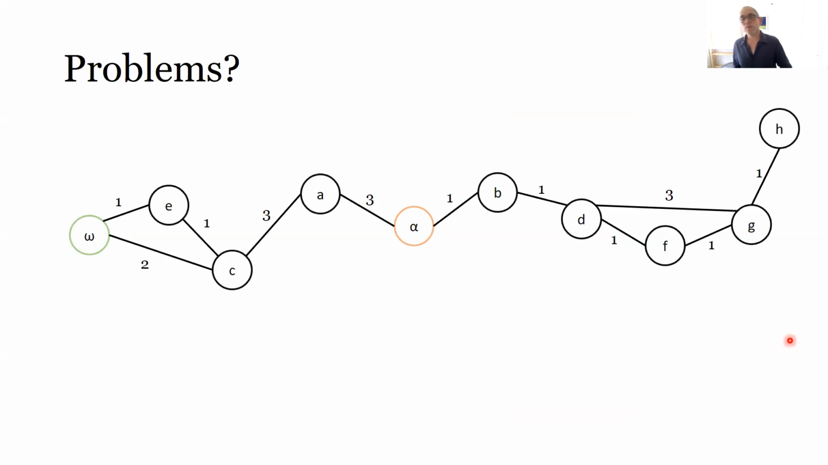So the problem we had with the standard Dijkstra algorithm was that we ended up going in the wrong direction a lot. If we look at this very simple network, we want to go from alpha to omega here, and we want to just go straight over there. That will be the simplest route.